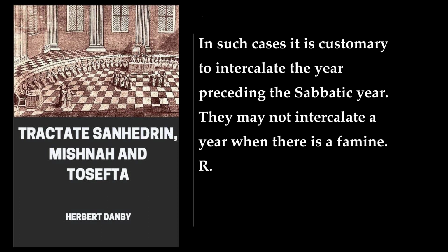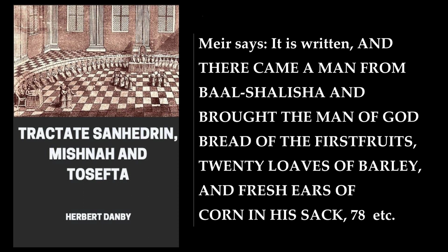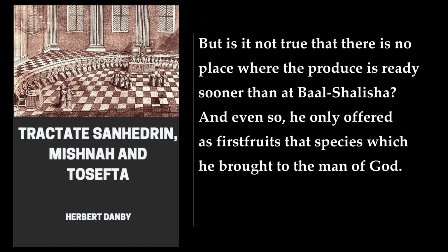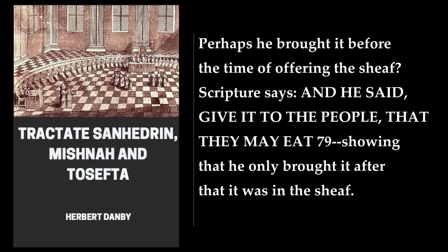They may not intercalate a year when there is a famine. R. Mayer says, it is written, and there came a man from Baal-Shalisha and brought the man of God bread of the firstfruits, 20 loaves of barley, and fresh ears of corn in his sack, etc. But is it not true that there is no place where the produce is ready sooner than at Baal-Shalisha? And even so, he only offered as firstfruits that species which he brought to the man of God. Perhaps he brought it before the time of offering the sheaf. Scripture says, and he said, give it to the people, that they may eat, showing that he only brought it after that it was in the sheaf.